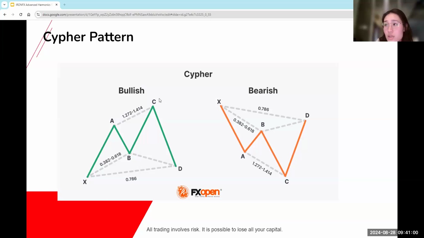So once this pattern is completed and we start to see that reversal, then we will go in for the buy. For bullish, for bearish, here you can see, that's why we call it bearish, because once price has moved up, once it reverses, we'll go in for a sell here.